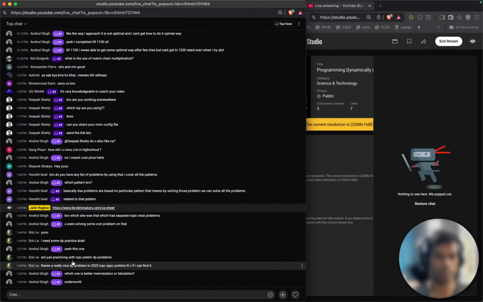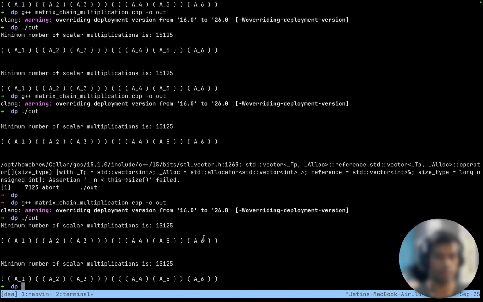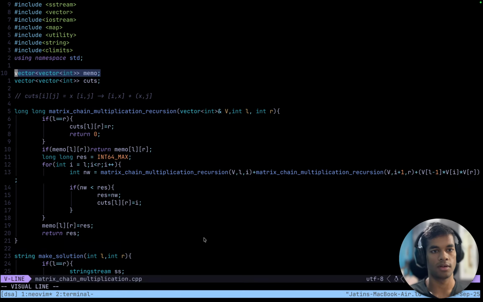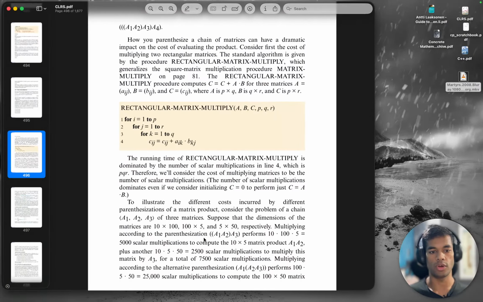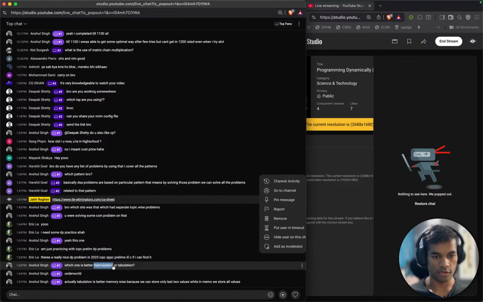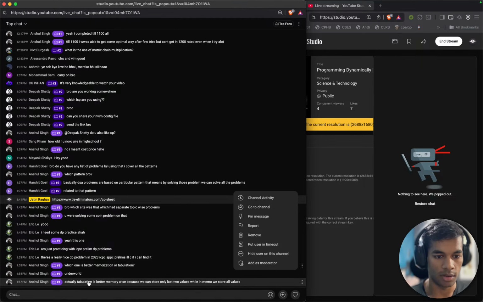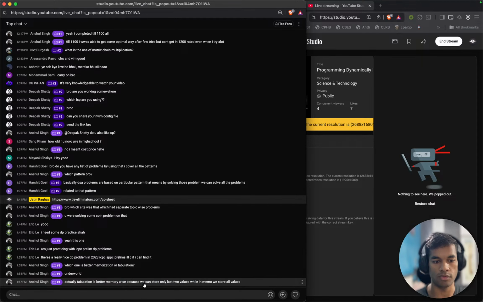Now for both memoization and tabulation, the time is the same because the underlying data structure is a vector in both the cases. Here in memoization, I'm using a two-dimensional vector, and also in tabulation, I'm using a two-dimensional vector. But the real question is which is faster, recursion or iteration. Tabulation is better than memoization because we can store only the last two values, while in memo, we store all values.